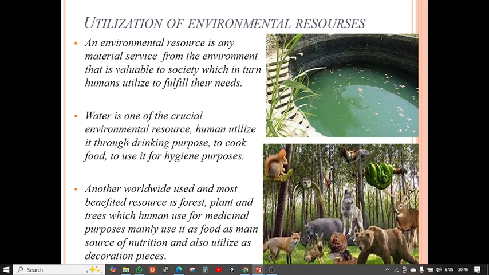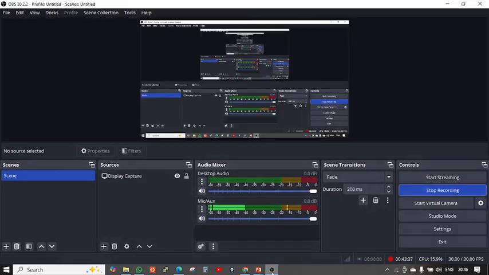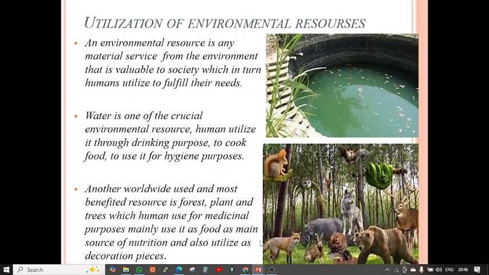Another most beneficial resource is forests, plants, trees, and other animals. We depend on these other animals and plants for our different purposes. We cannot deny that we are living alone, because in our environment we maintain a balanced relationship between both living and non-living things. If something becomes more or less, that creates an imbalance, and that affects human health and our living conditions.